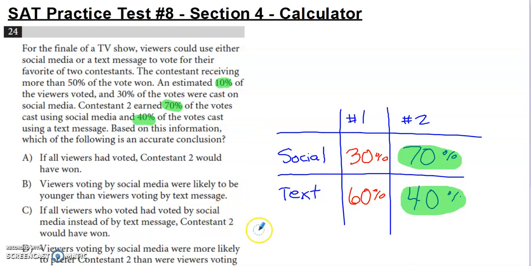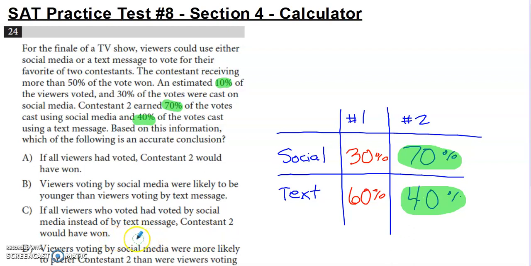Viewers voting by social media were likely to be younger than viewers voting by text message. I don't know, maybe. They don't say anything about age here. That's not information that we would be able to find by the numbers that they give us.